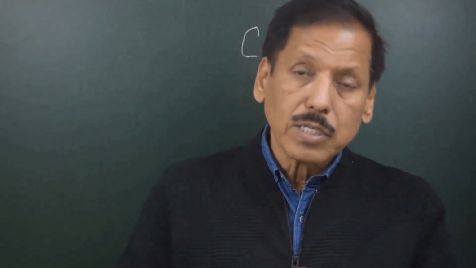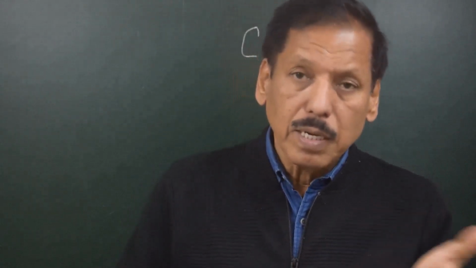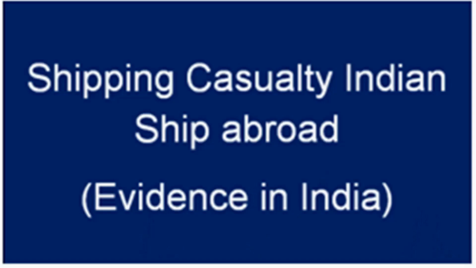Now paragraphs D and E are in respect of an Indian ship in foreign waters. If there is a similar loss, abandonment, material damage, etc. of a ship, or a casualty happens on the ship, that means death or serious injury on the ship, and a competent witness is found in India, then such an incident will be called a shipping casualty.